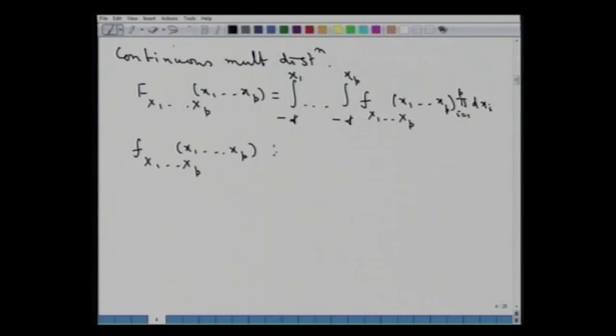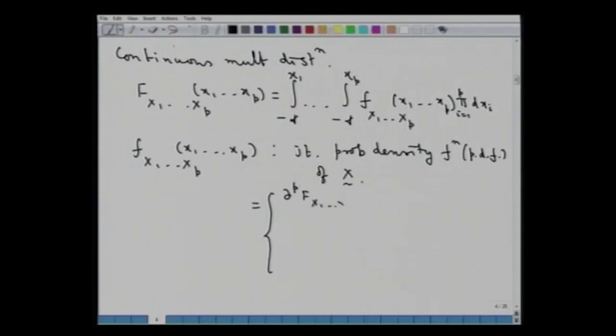So this quantity is what we refer to as the joint probability density function, or in short PDF, of this random vector x. Now this quantity is given by the following. So it's the pth partial derivative of this with respect to the variables that we have, if the differentiation exists at the point x1, x2, xp, if the derivative exists at x1, x2, xp, and is equal to 0 otherwise, right.